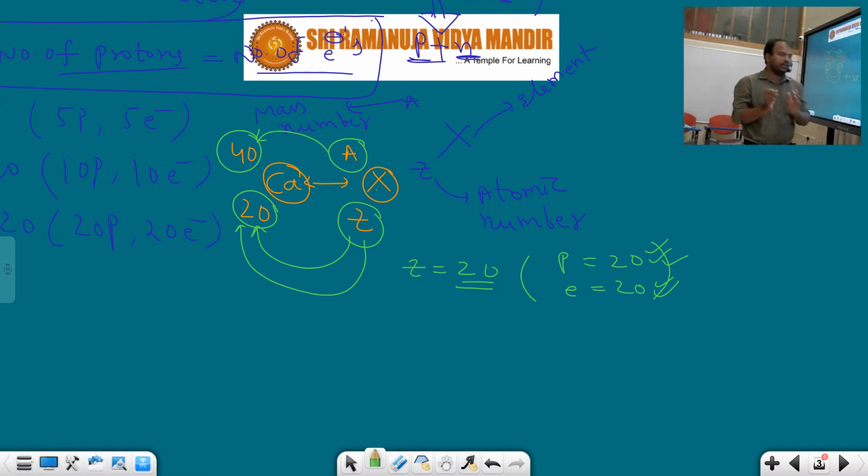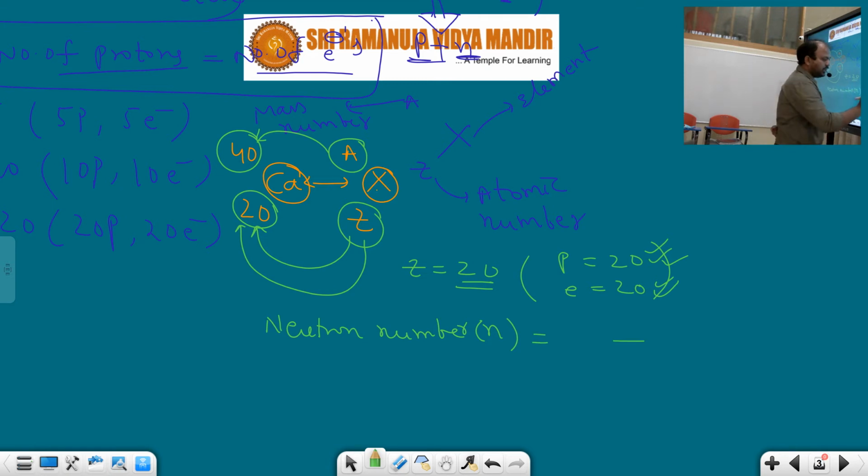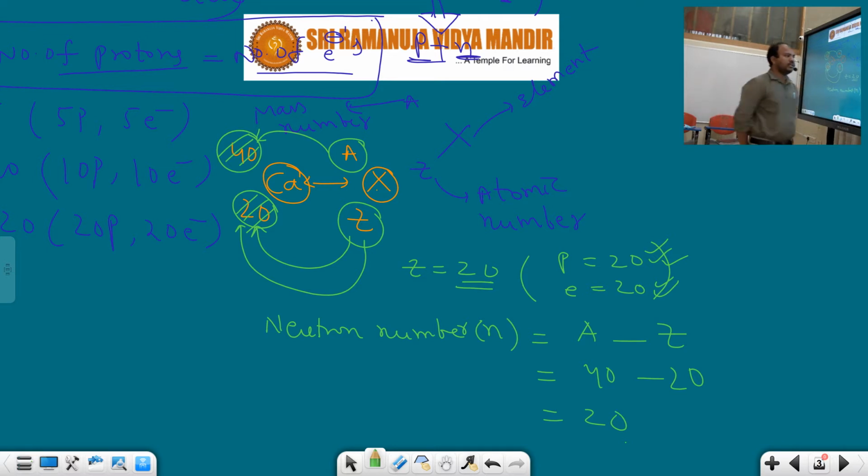But out of 3 fundamental particles, we have completed 2, electron and proton. What remains? Neutron number. So how to calculate the neutron number? Neutron number is defined as the difference between the mass number and atomic number. Here the mass number is 40. Atomic number? Z value is 20. The difference is 20.